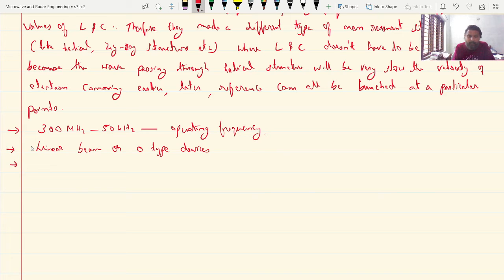These are mainly used in microwave receivers, mainly as a low noise RF amplifier. Not only that, it is used in wideband communication links and coaxial cable as a repeater amplifier or intermediate amplifier to amplify the low signal also.